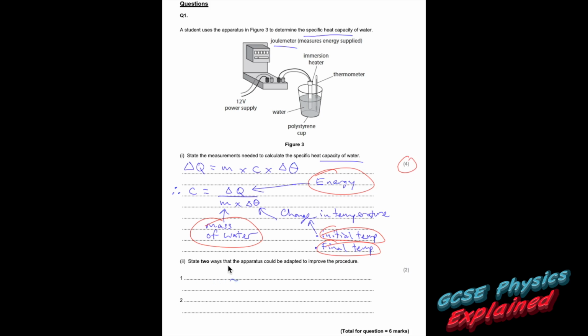Part 2. State any 2 ways that the apparatus could be adapted to improve the procedure. Right, let's have a look at it then. Well, the energy that's going into the water, some of it might escape because there's no lid on. So I'll put a lid on it. And the immersion heater is not fully submerged into the water. So some of the energy that you're supplying won't go in the water. It'll end up getting lost to the surroundings.